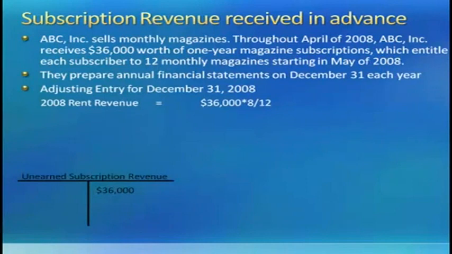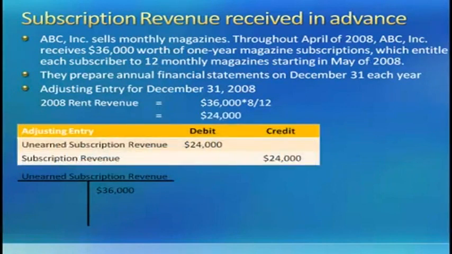Consequently, the adjusting entry on December 31st would be a debit to unearned subscription revenue of $24,000 and a credit to subscription revenue of $24,000. This adjusting entry records the $24,000 of subscription revenue that ABC earned in 2008 and also reduces the unearned subscription revenue liability account to reflect that ABC only owes $12,000 of magazines to their subscribers as of December 31st, 2008. As you can see, in both this example and the previous example, the adjusting entry allowed us to convert a liability into a revenue account at the reporting date.